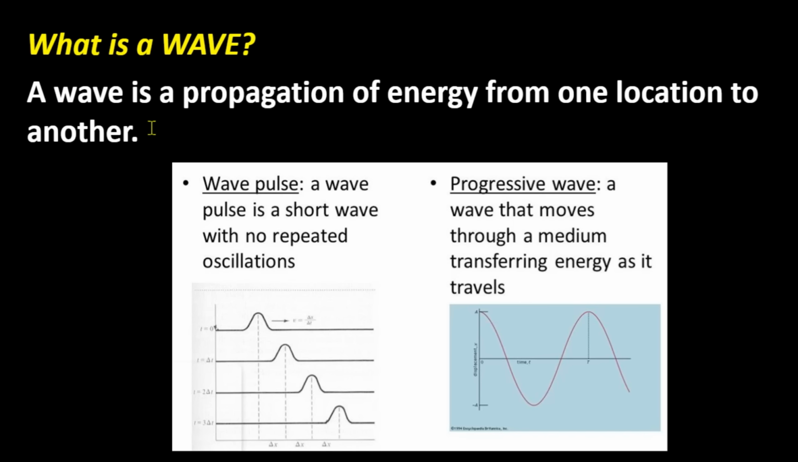A wave is a disturbance or propagation of energy from one location to another. Now, waves can be single oscillations or wave pulses, which means that there are no repeated oscillations, or they can be progressive waves, which basically means that the wave is moving through a medium, transferring energy continuously as it travels. Some waves can also move through vacuums, such as light.